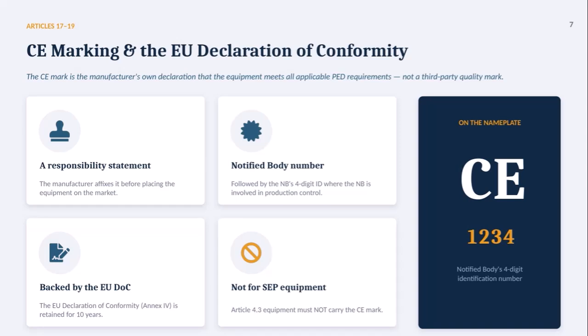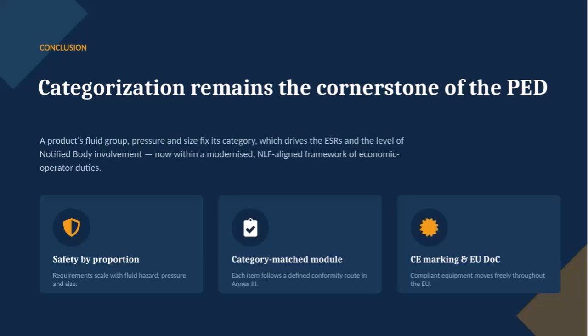Behind this mark is the EU Declaration of Conformity, which is a formal document the manufacturer must keep for 10 years, demonstrating ongoing compliance. It's also crucial to note that certain equipment, specifically those classified under Article 4.3, are not allowed to carry the CE mark. All this information, including the CE mark and the notified body number, must be clearly displayed on the equipment's nameplate for transparency and traceability. To conclude, categorization remains the cornerstone of the Pressure Equipment Directive, or PED.